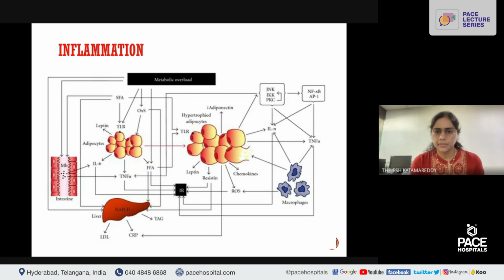So this slide also shows the same thing: the lean adipose tissue, and the obese adipose tissue releasing all these adipokines, activating tumor necrosis factor alpha and nuclear factor kappa B.